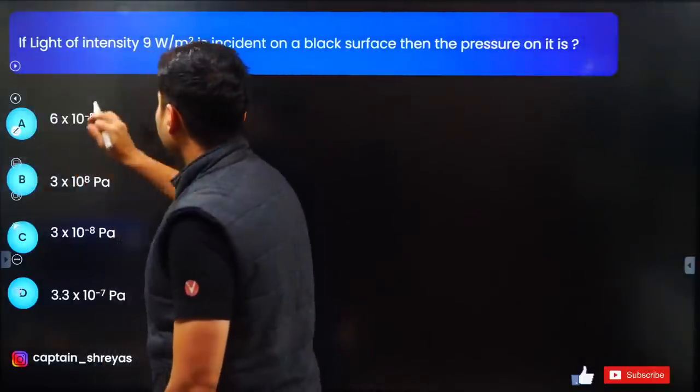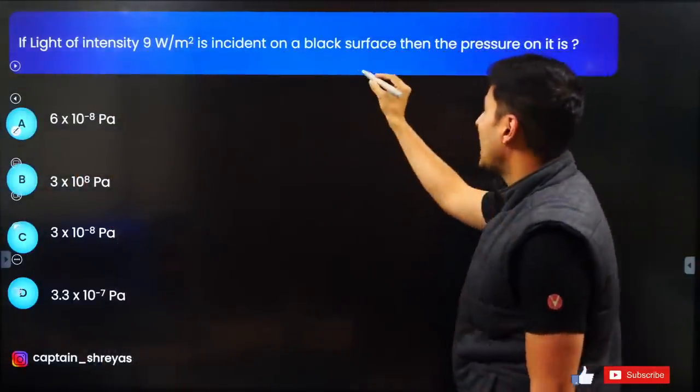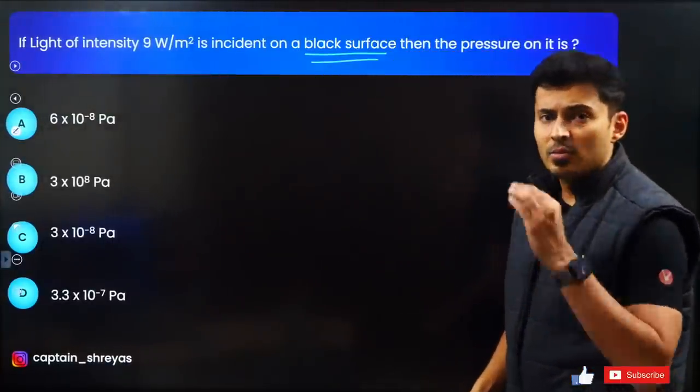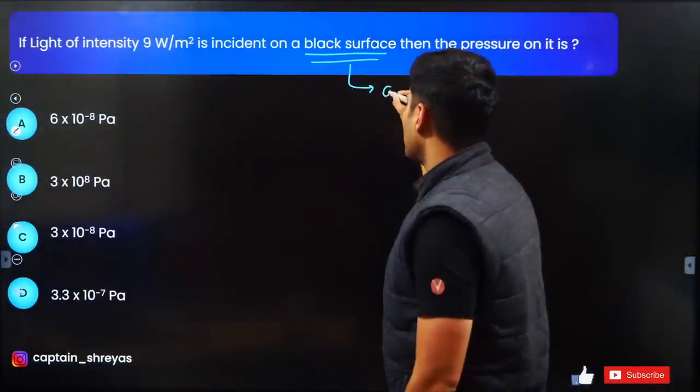How do we do this? Light's intensity is this on a black surface. Black surface means absorbing or reflecting? Black surface means absorbing. Obviously, it is an absorbing surface.